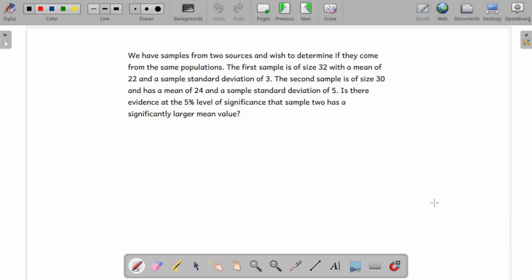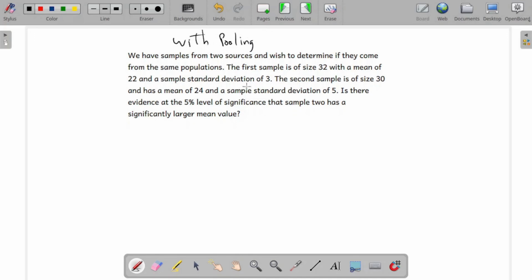In this video, we're going to example the pooled two-sample t-test. Let's make a note of that. This is going to be done with pooling. Now, if you're not told to use pooling, the way to determine that is to compare the ratio of the standard deviations.